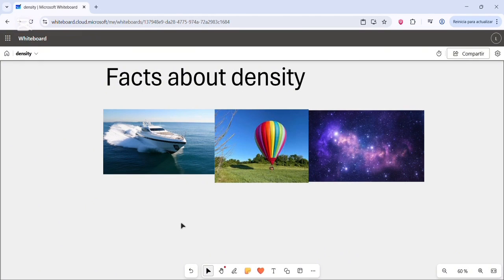Some cool facts about density are why ships float. Even huge steel ships float because their overall density is less than water. It's not about the material, but the average density. Warm air is less dense than cold air, which is why hot air balloons float. Density helps scientists figure out what planets and stars are made of. For example, Saturn is less dense than water, so it would float if you could put it in a giant bathtub.